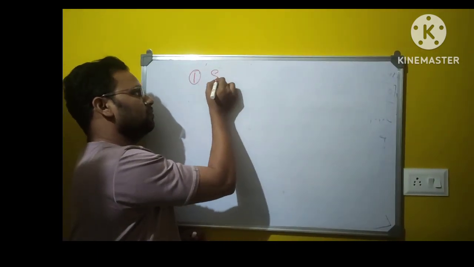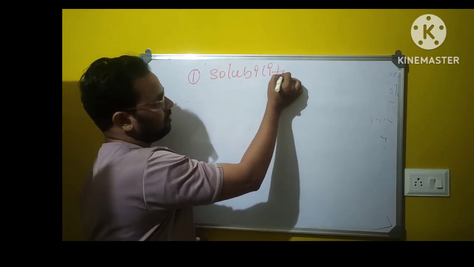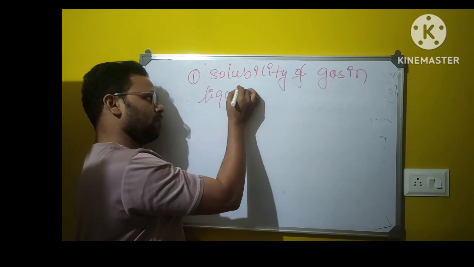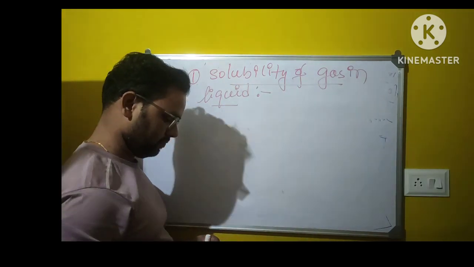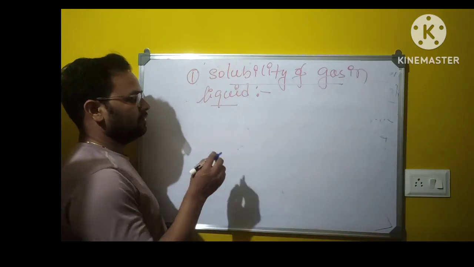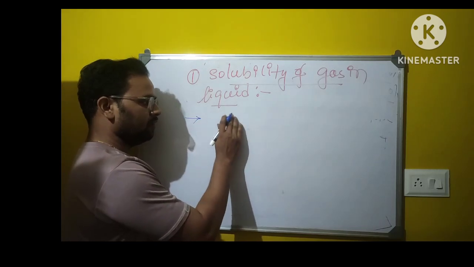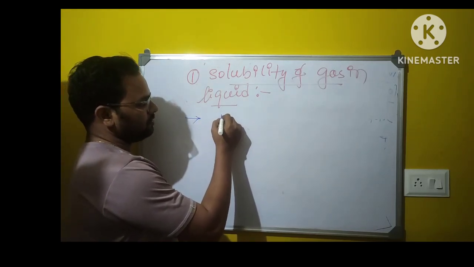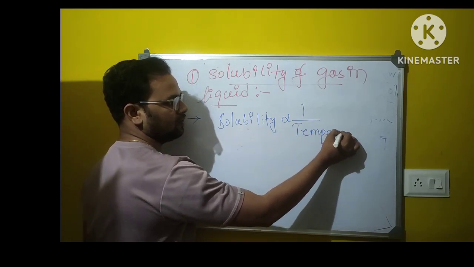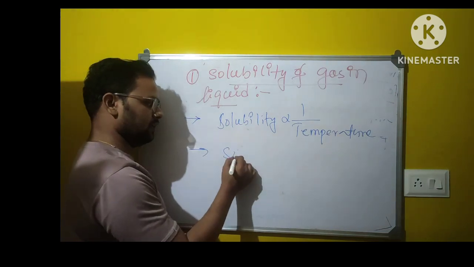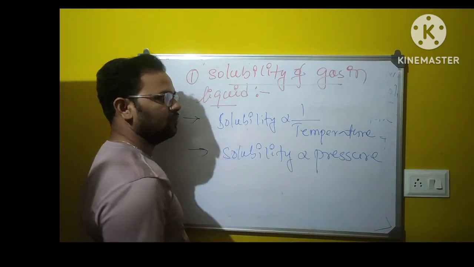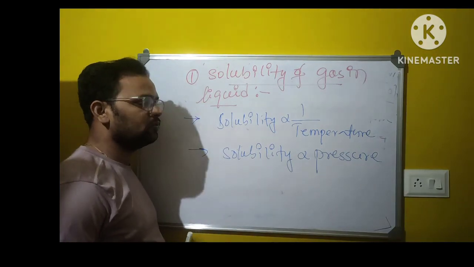First one, solubility of gas in liquid. Solubility of a gas is inversely proportional to temperature, and solubility is directly proportional to pressure.